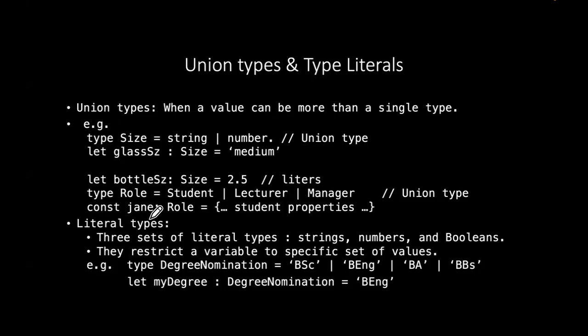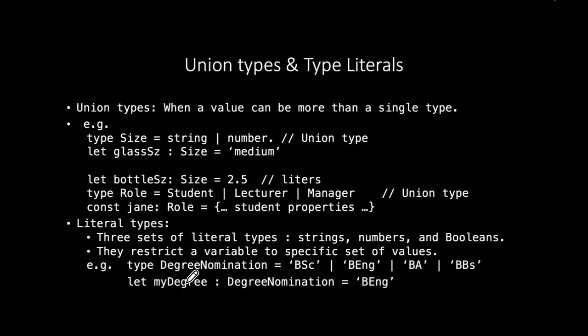Literal types is where you're actually restricting the range of values of the type to very specific values. Again, an example hopefully makes it a little bit clearer. So I'm declaring a type here called degree nomination, and I'm saying its values are only these specific values. So if I ever declare a variable of this type, that variable can either have the value of the string BSC or BEng or this or this.